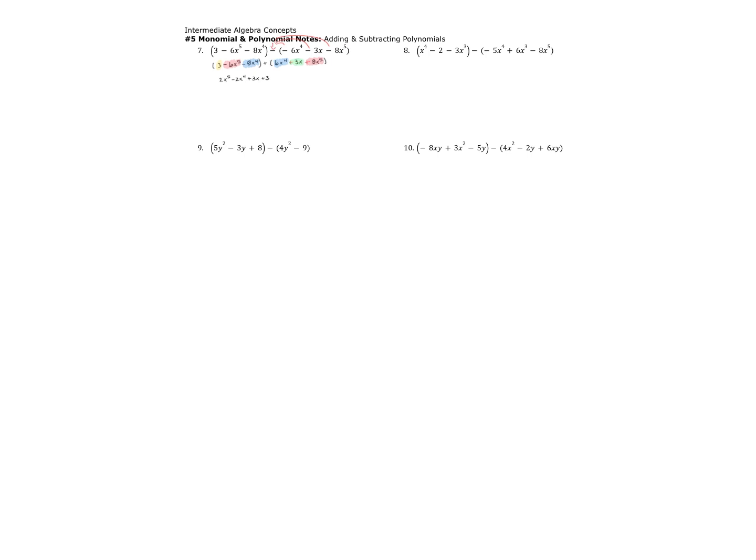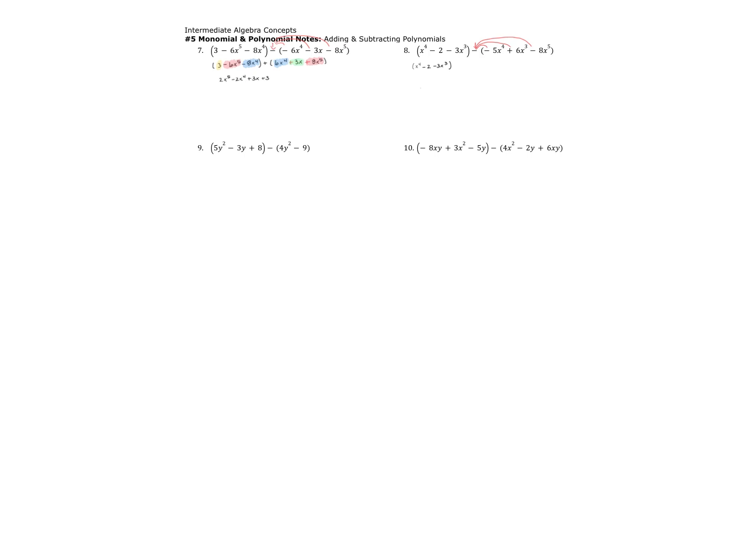Okay, let's try number 8. Okay, again, we're going to keep the first set of parentheses the same. So I'm going to say x to the fourth minus 2 minus 3x to the third. That all stays the same. Before I had this negative, and I'm going to distribute this negative to that negative. I'm going to distribute this negative to this positive, and I'm going to distribute this negative to this negative right there. Okay? So those ones are going to change a little bit.